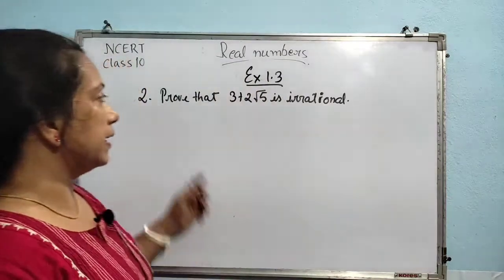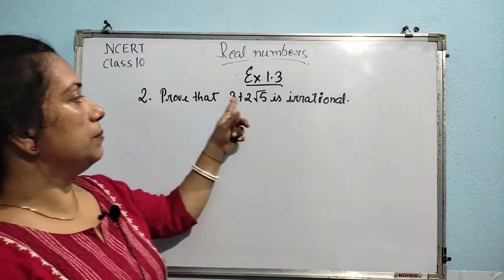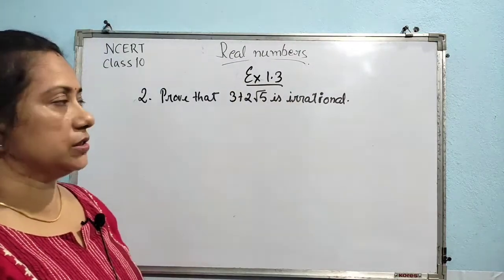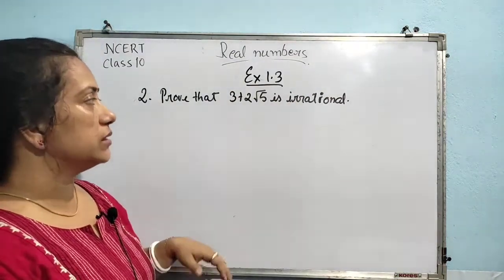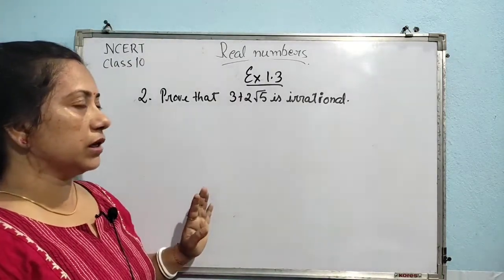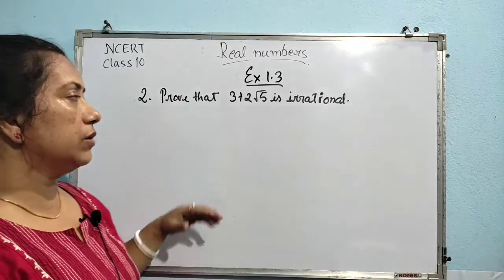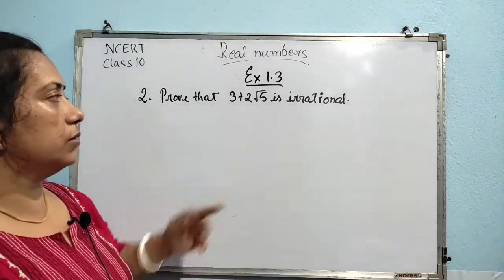So here is the second question from exercise 1.3. Prove that 3 plus 2 root 5 is irrational. So you already know how to prove root 2 is irrational. The same way we can prove that root 5 is also irrational. The same procedure, everything will be just same.